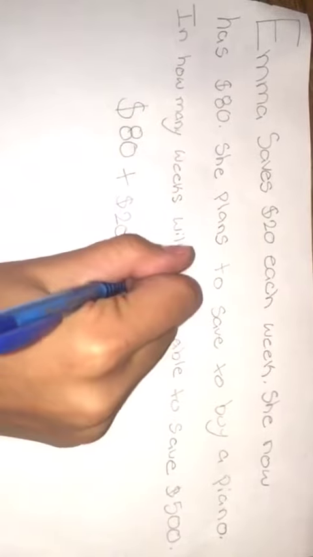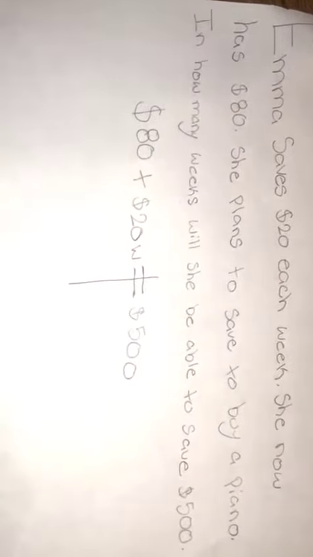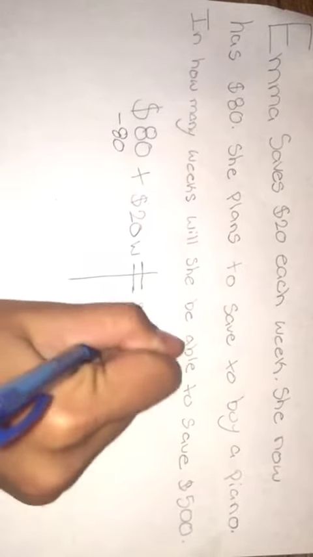So first what you would need to do is draw the line where the equal sign is and do the inverse of 80, which would be negative 80. And you do that to both sides.